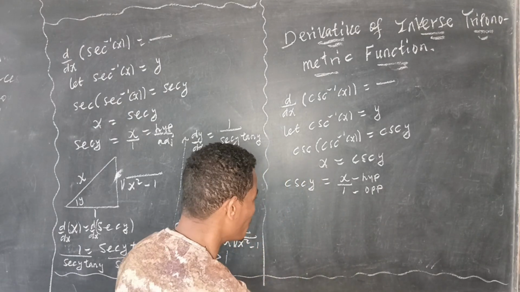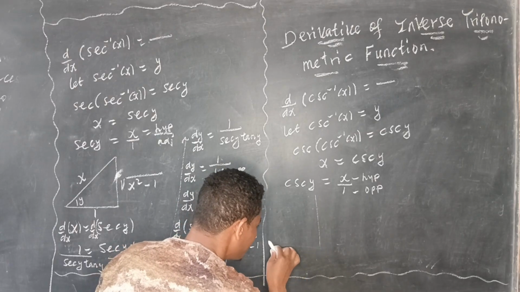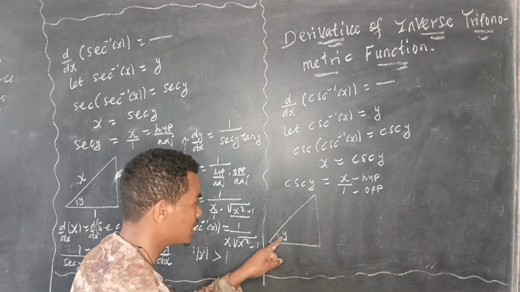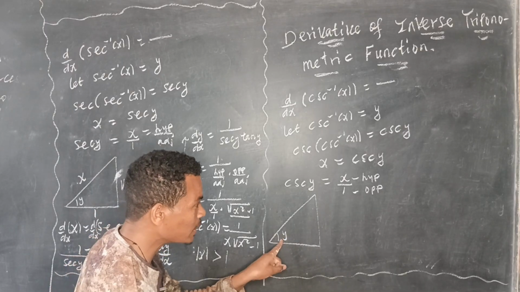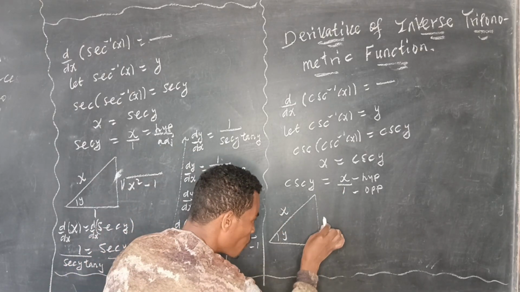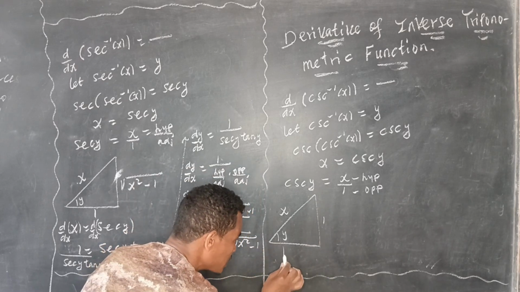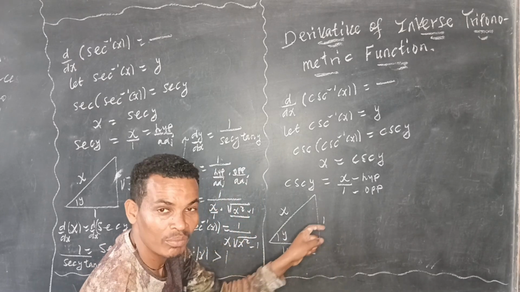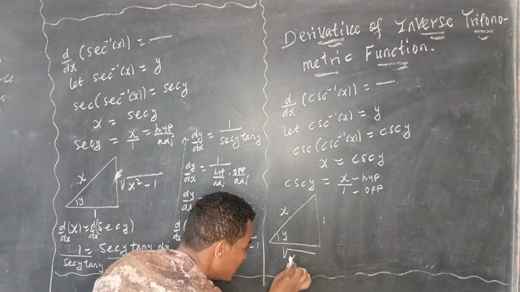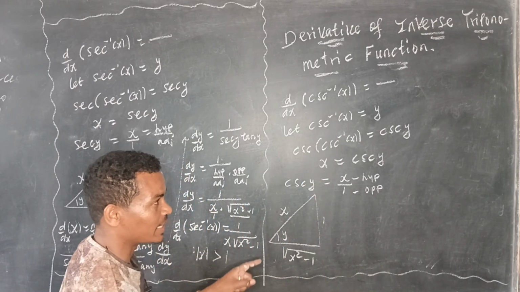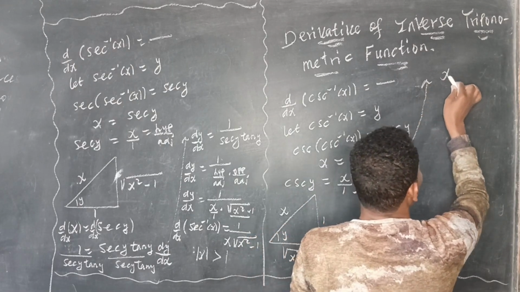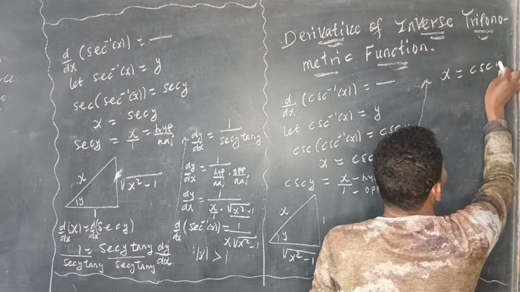That means when you sketch a right angle triangle, consider this one is a right angle triangle with the angle y. For this y, hypotenuse is x, the opposite is 1, and the adjacent is square root of hypotenuse square minus opposite square, that is x square minus 1. Now let's come to this one. That is x is equal to cosec y.